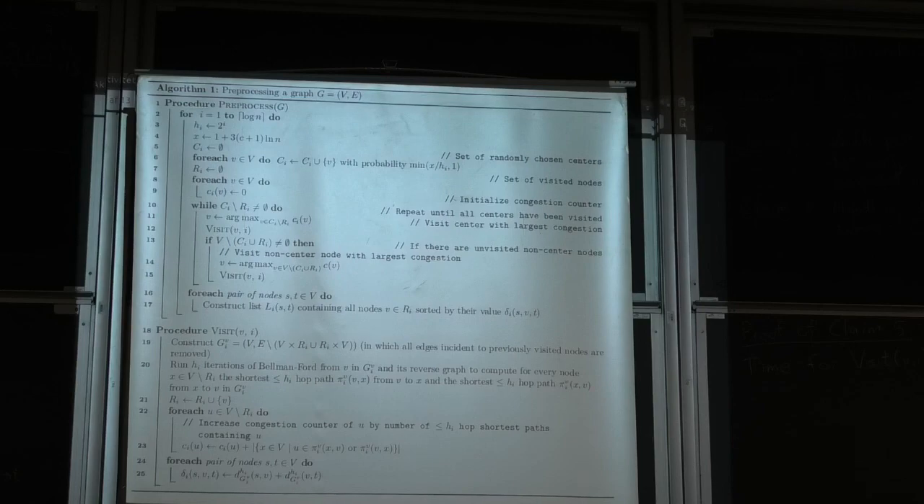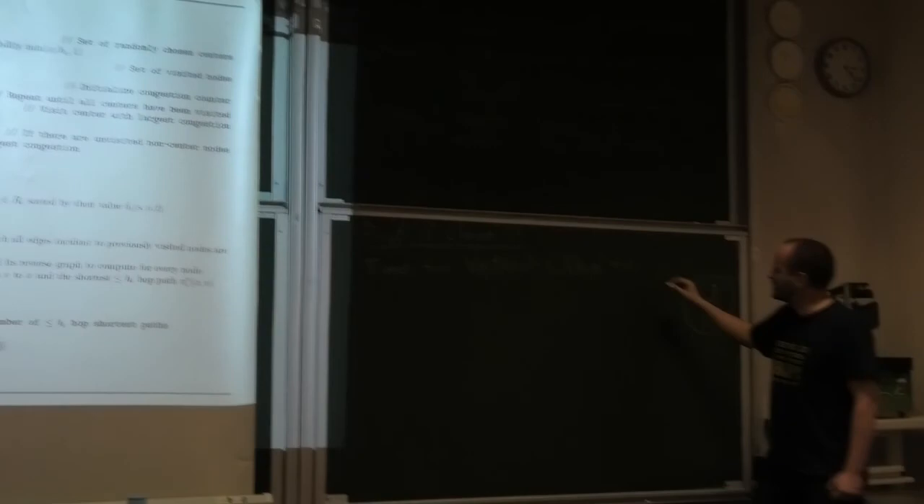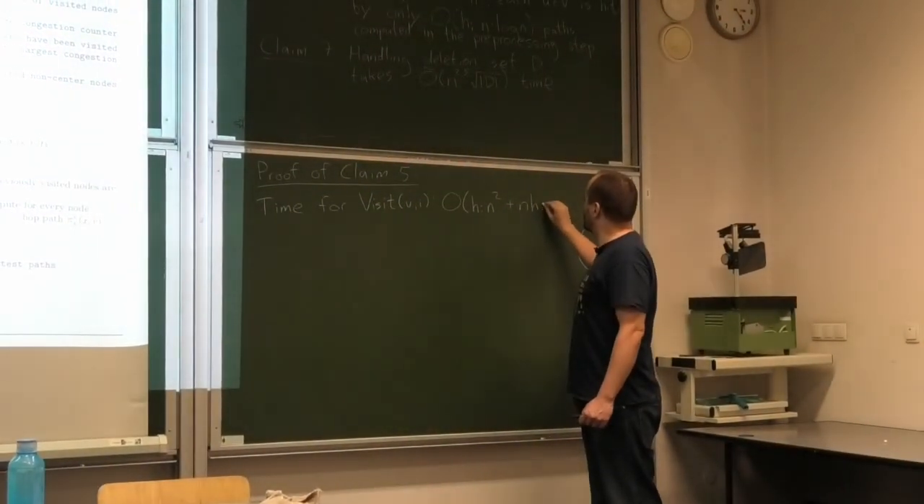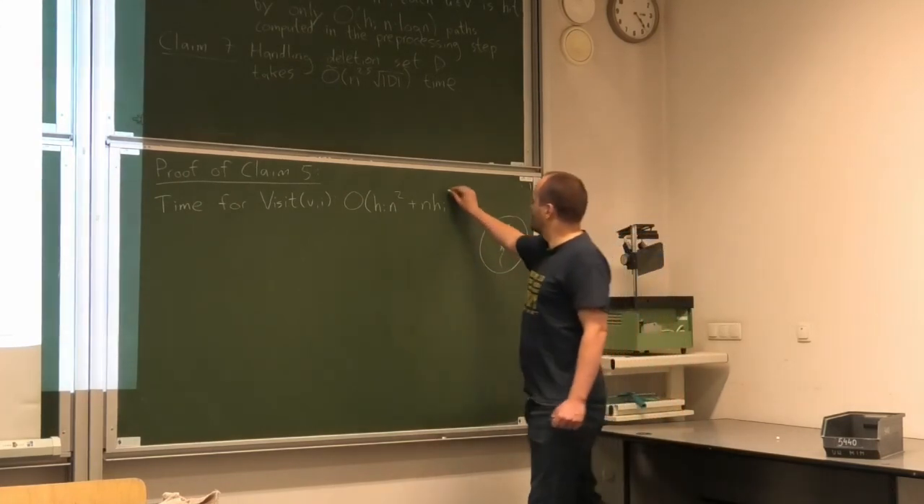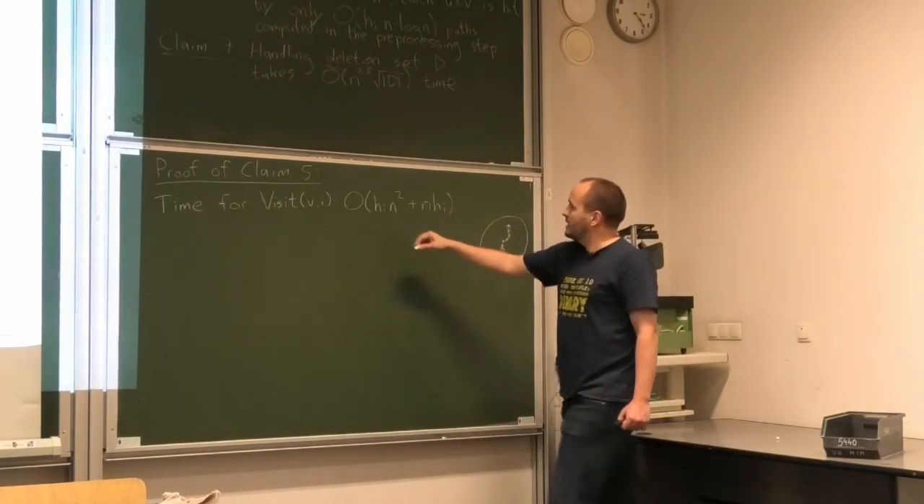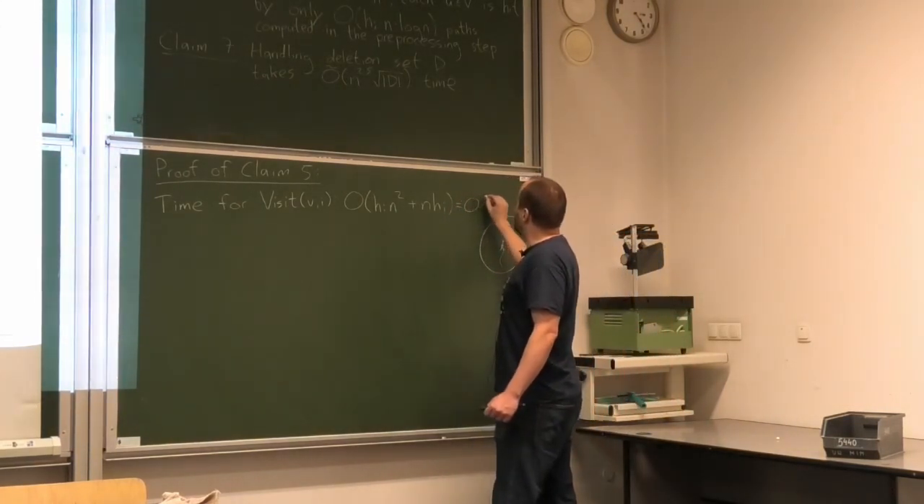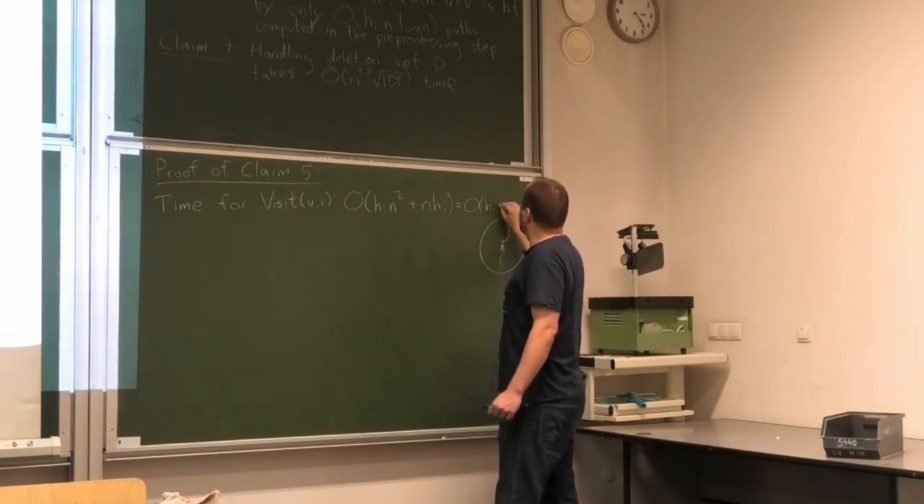Well, there are order n endpoints of paths, right? And to traverse a single path, it has at most hi hops, so that's hi, right? So this dominates this, so this is just O of hi n squared.